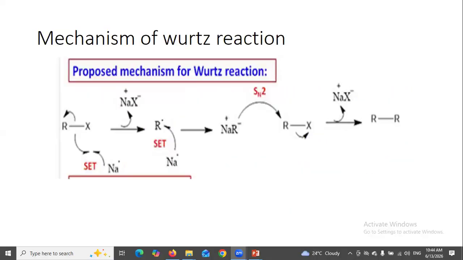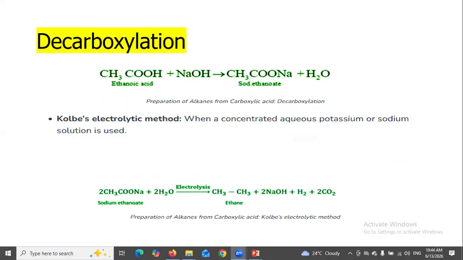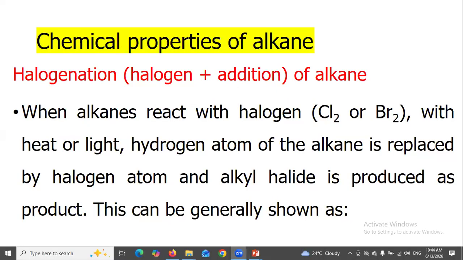Wurtz reaction. Chemical properties of alkane: halogenation.